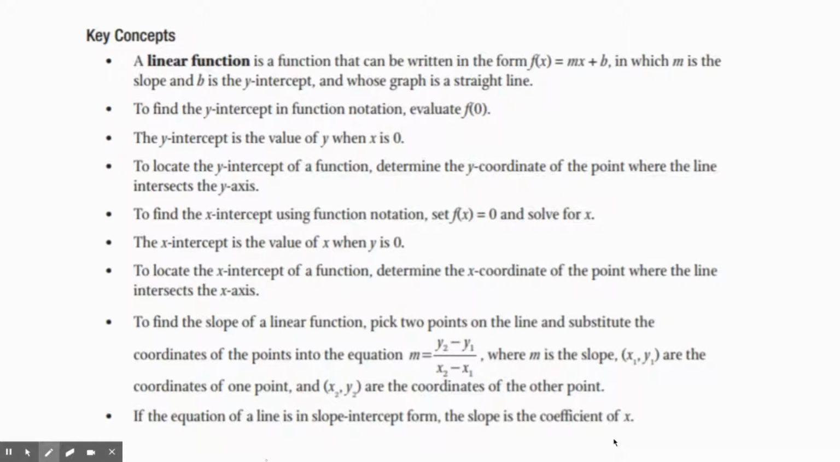This section's about graphing linear functions. We've been graphing linear functions for a while now, but specifically this section is really dealing with how do you graph using intercepts. So we're going to be specifically finding the y-intercept and the x-intercept. Of course, we'll still be working with the slope and making a table if we need to.